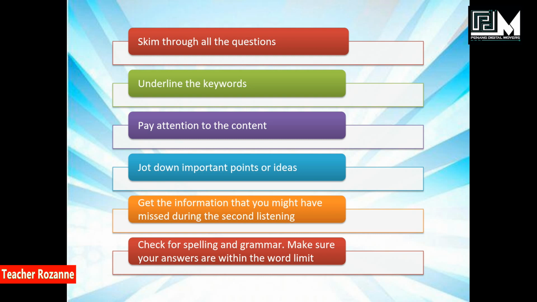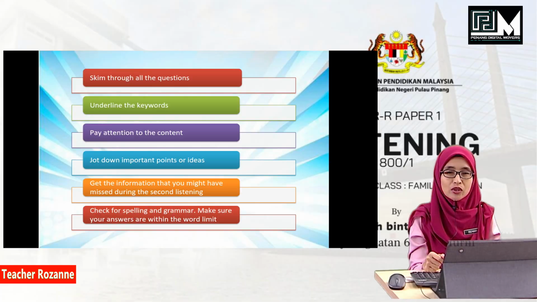Okay, to do all this, let's have a look at the steps that you have to go through. This is a recap of what you have to do in Part 1, Part 2, and Part 3. Some of it I've already mentioned just now. When you are asked to read the questions in the pre-listening part, you have to skim through all the questions and underline the keywords. When the first audio is played to you, you pay attention to the content and jot down important points or ideas.